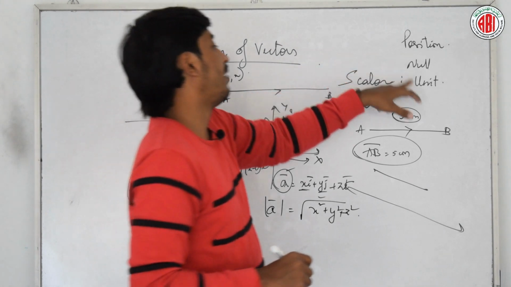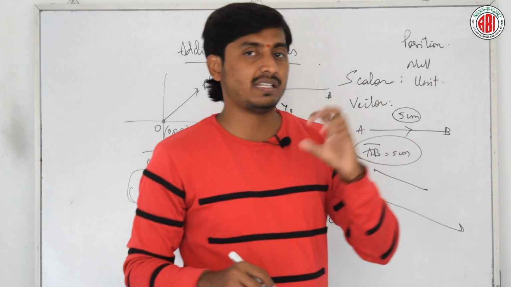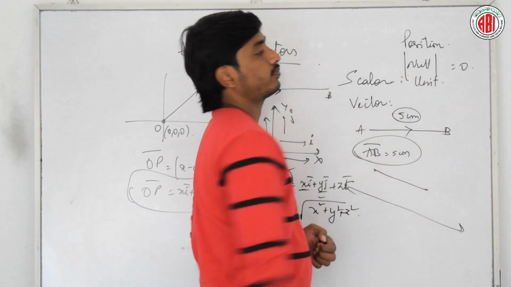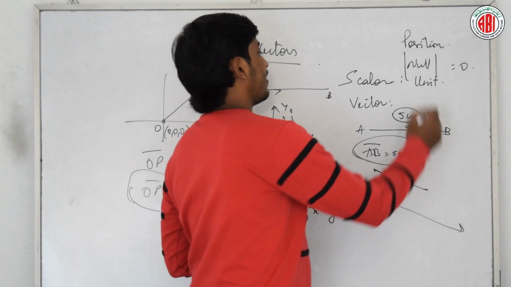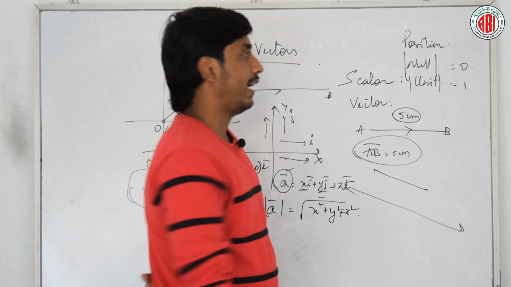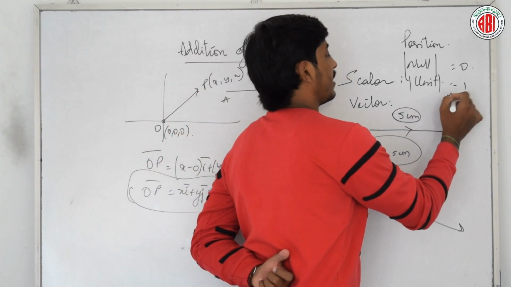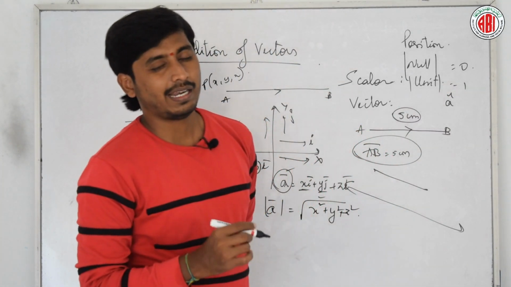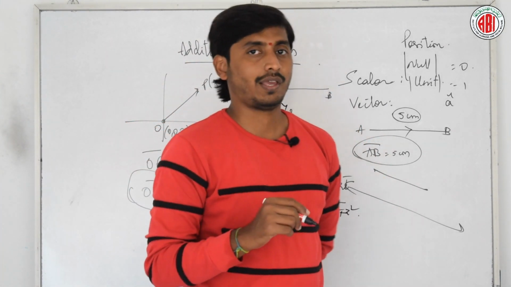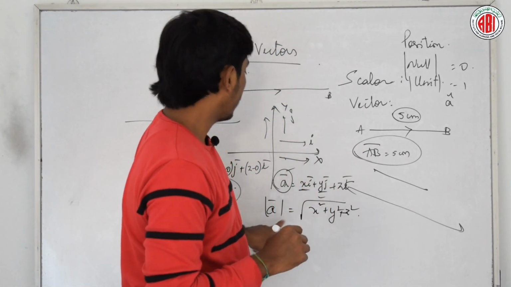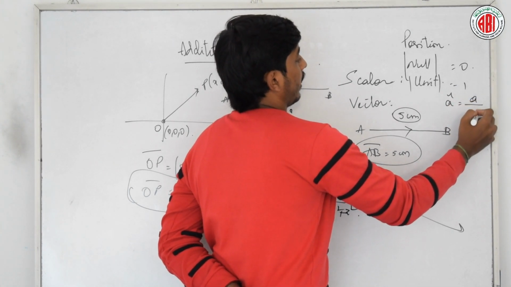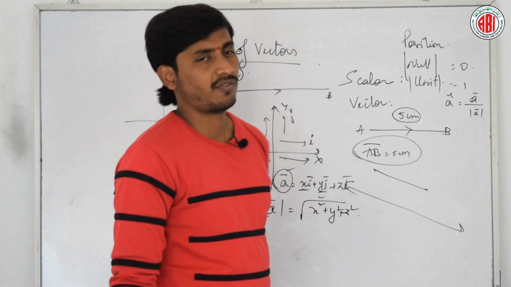The next is the null vector and the unit vector. Null means 0. That is a vector whose magnitude is 0. A unit vector is a vector whose magnitude is 1. It is simple to remember. In some cases, a unit vector is represented by a cap, which clearly indicates that it is a unit vector and its magnitude is 1. Next, how do we find a unit vector? It is nothing but the vector divided by its magnitude. That is the formula of a unit vector.